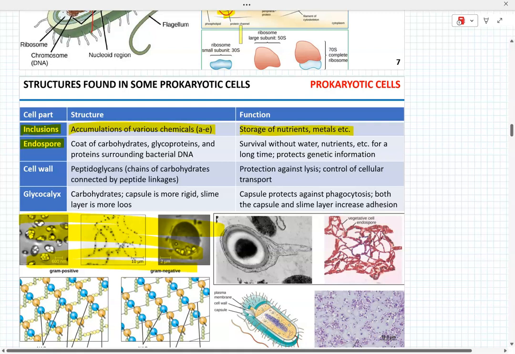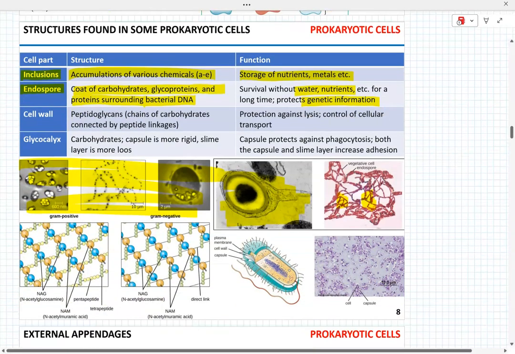Endospores are formed under harsh environmental conditions, when water and nutrients are absent, or toxic chemicals are present. An endospore allows the preservation of genetic information of bacterial cells for a long time and consists of bacterial DNA that is surrounded by a coat made of carbohydrates, proteins, and glycoproteins. You can see an endospore here and a bunch of endospores stained green on this tiny little image on the right.